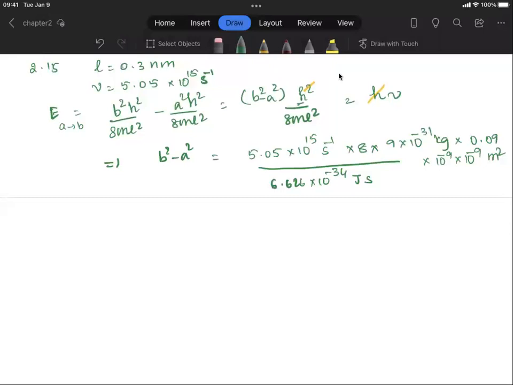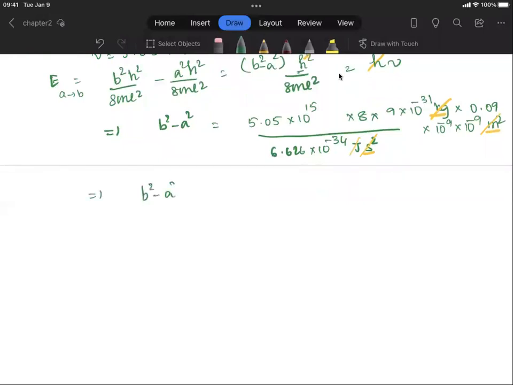Now, I have per second here, so I'm just going to bring it to the denominator and call it second squared. So kg meter squared per second squared is a joule. So I can cancel out all the units.